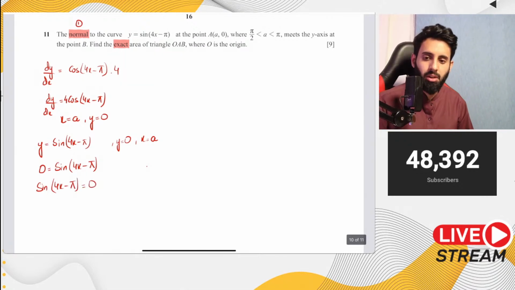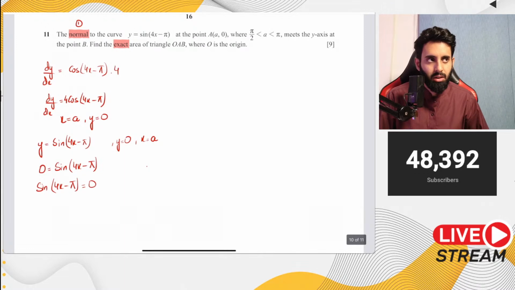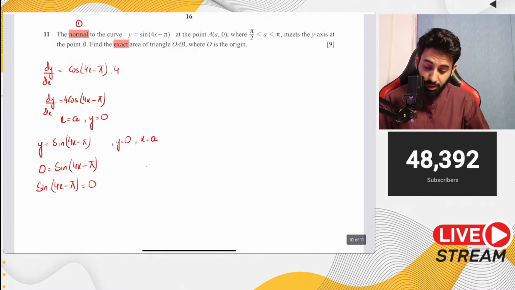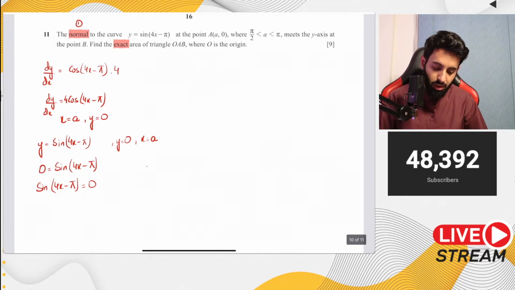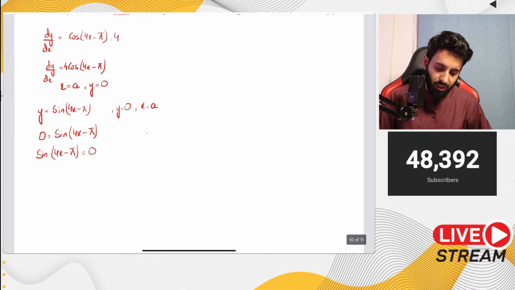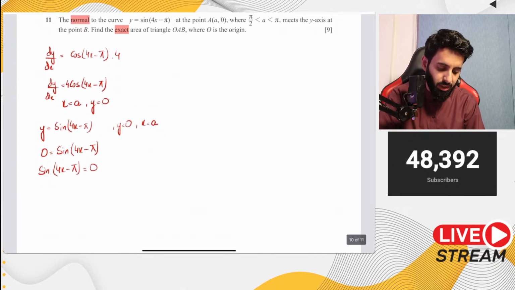Students with good knowledge of trigonometric graphs, I'm pretty sure they will be able to solve this question correctly. But students who do not have an in-depth understanding will definitely struggle in this question. So the next thing that we're going to do is we need to find out the value of x.